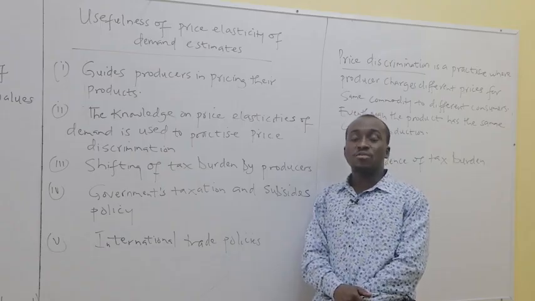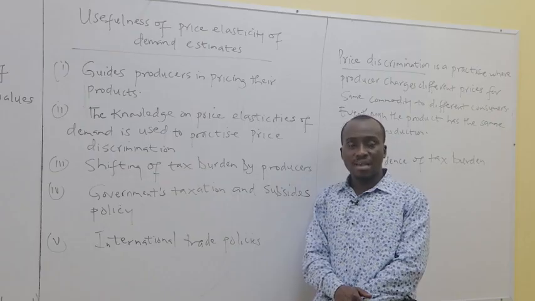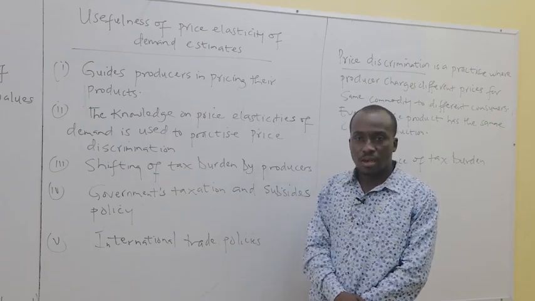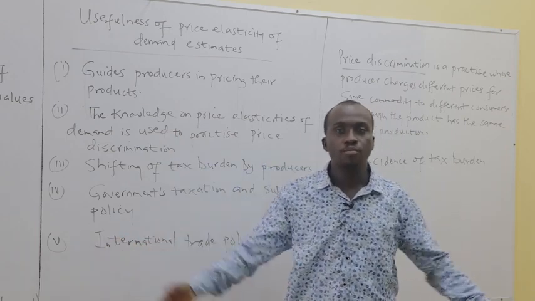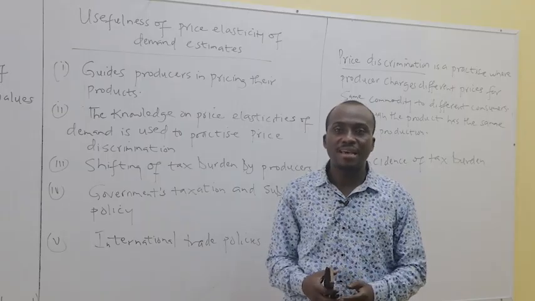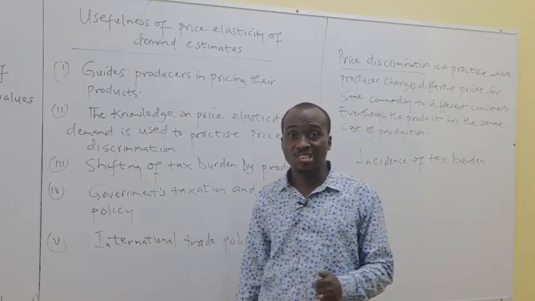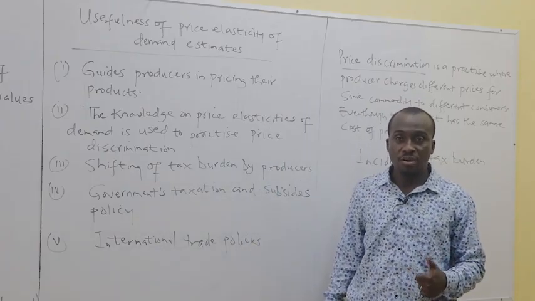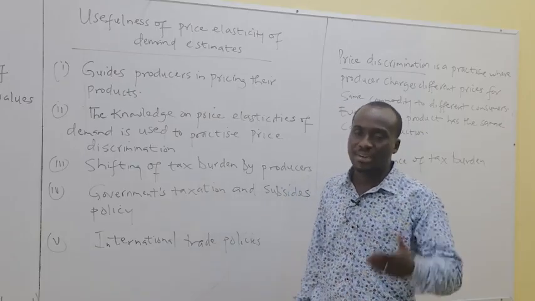Whether the producer can shift all these taxes to their consumers or can shift part depends on whether the consumer's demand is elastic or inelastic. If their demand is inelastic, you can shift all to them and they still buy the product, and it's okay. If their demand is elastic, that means you cannot shift all to them. If you shift more and the price increases, once the demand is elastic, they will cut down their demand and that will affect his business.